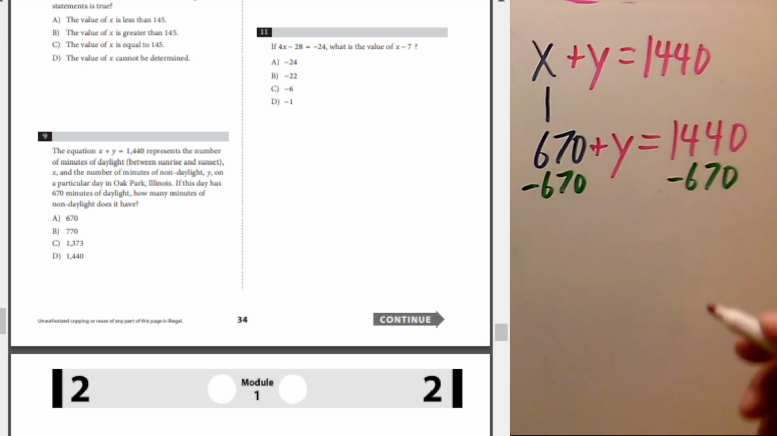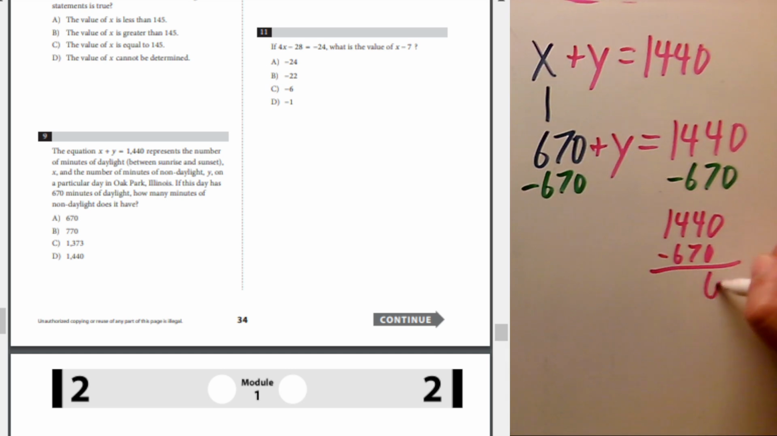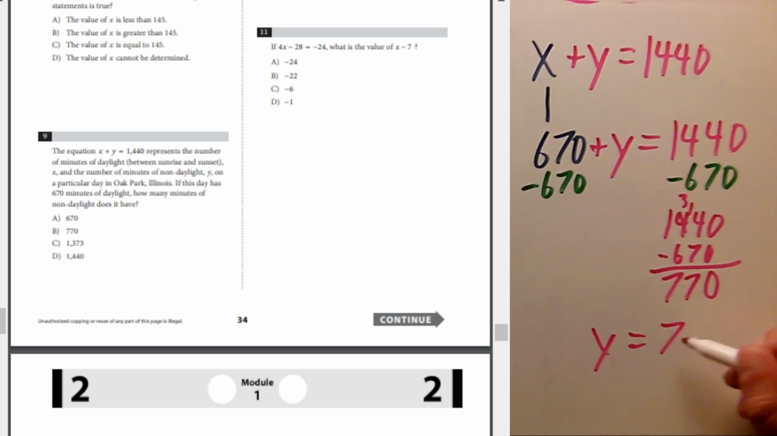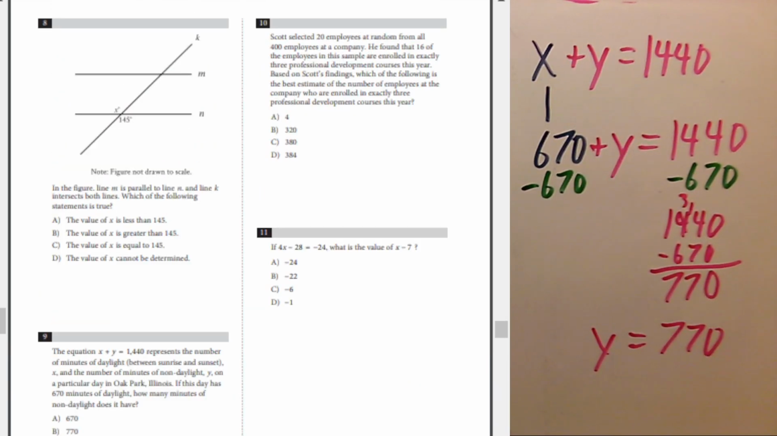Just going to do this by hand. 1440 minus 670. 0. I'm going to take 1 from here and put it here. 7 minus 14 is 7. And then 13 minus 6 is also 7. And so y equals 770. So your answer would be B. Only 2 more problems and then it starts to get a little bit more difficult.